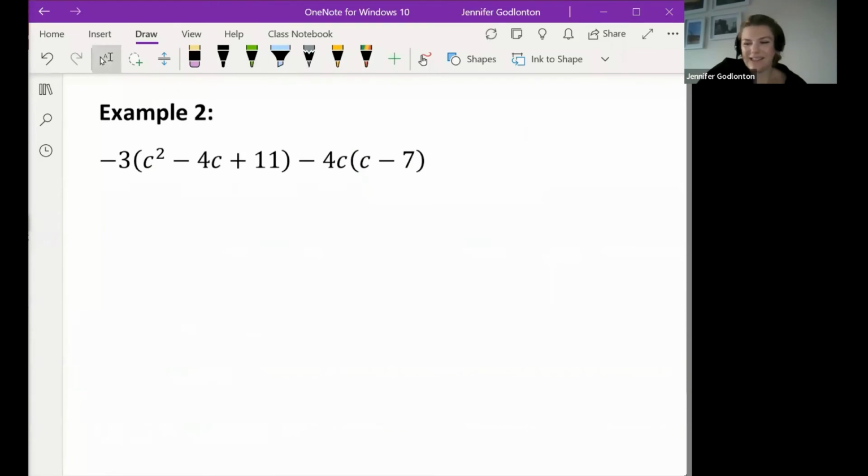Step 1, identify your terms. Step 2, simplify each term. Step 3, add or subtract like terms.